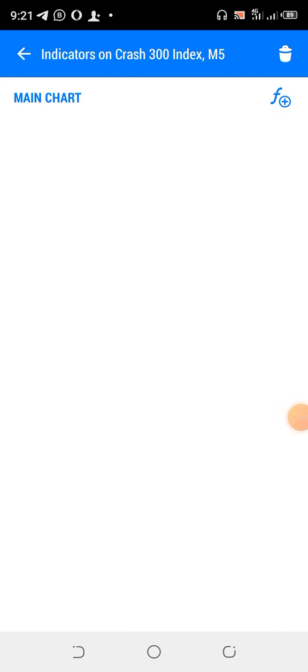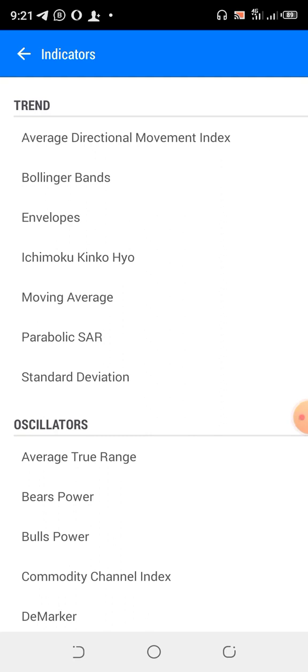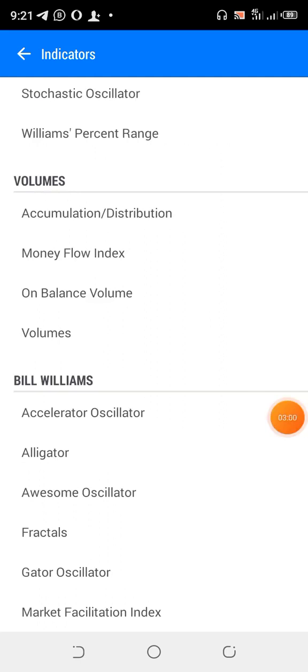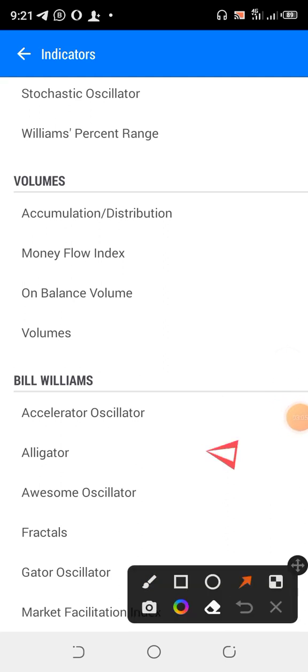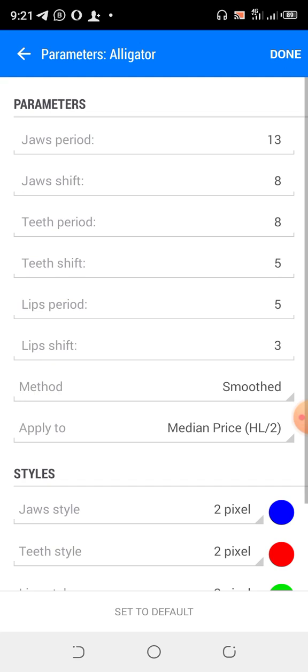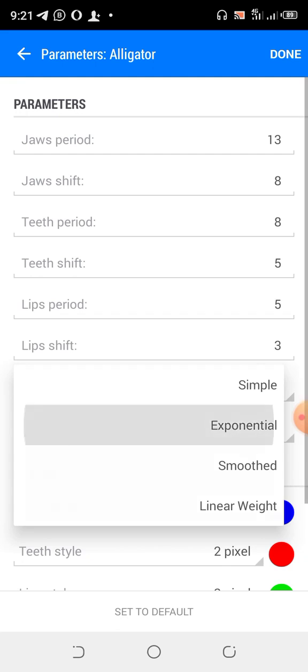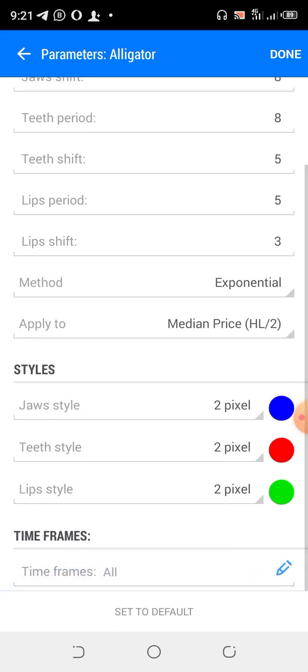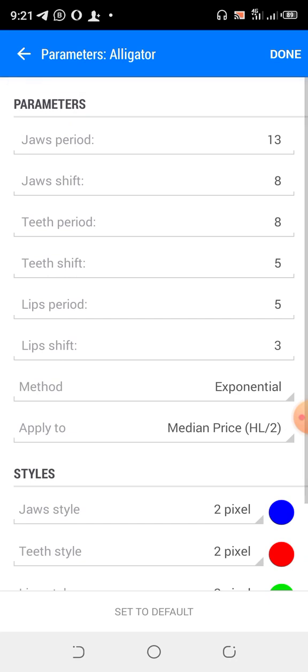All right, so if you touch here, the first thing we are adding is on the window, the main chart. We are adding alligator. So here is our alligator here. That is what we are adding. So let's add it first. This is the default settings, but I prefer exponential personally. I will leave the colors like this.